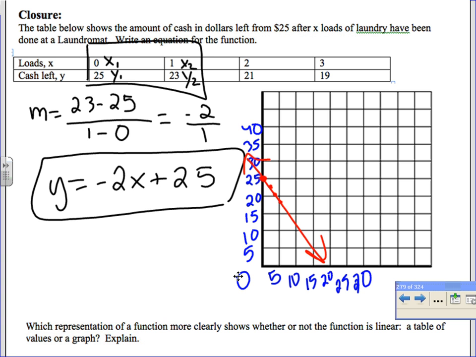So what does this mean? Why is your line decreasing? Who can explain that? Camille. Yes. As you do more laundry, your money's decreasing because you're spending money to do laundry. So that's why your slope is negative, because you're spending money to do laundry.